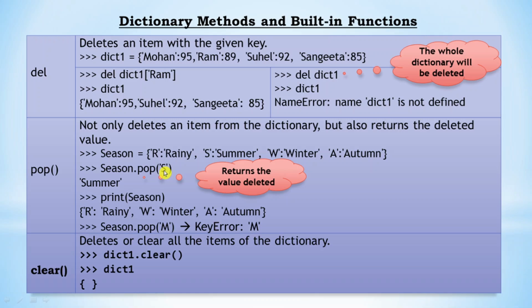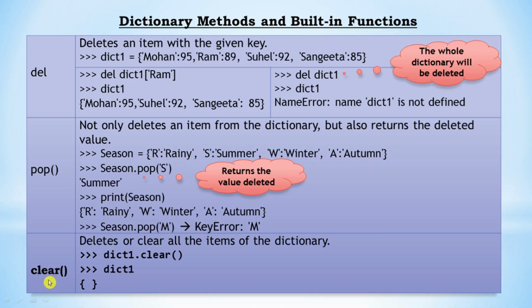The value for the key S is summer. It is displayed as output. When we display the dictionary season again, we can see that summer is not present in this dictionary now. If the key being passed to the pop function does not exist, a key error will be displayed. season.pop M. M is not a valid key in the dictionary season. It will display a key error.